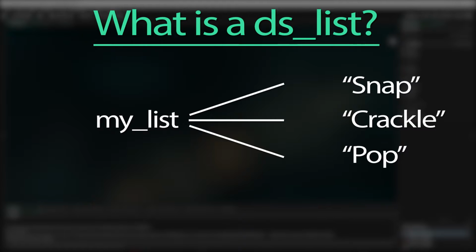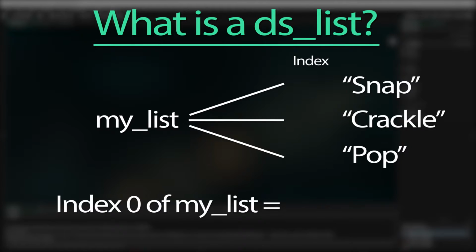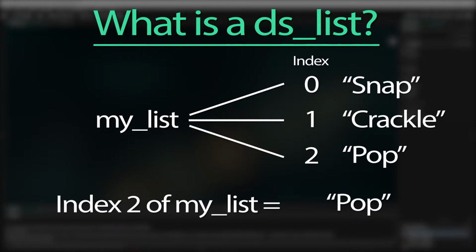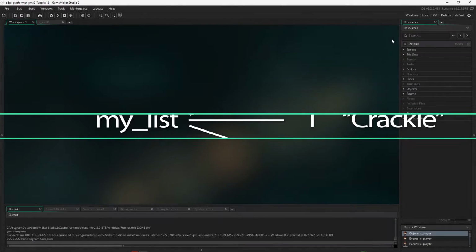So to access one of the values in the list, we can use an index, which is just a pointer to a position in the list. The first value has an index of 0, the next has 1, and so on. So we can retrieve any entry in the list by knowing the name of the list and the index value which points to it. So let's create a list for our dead enemies.